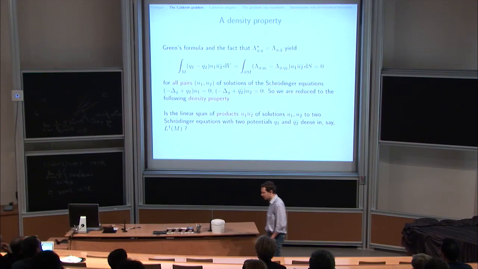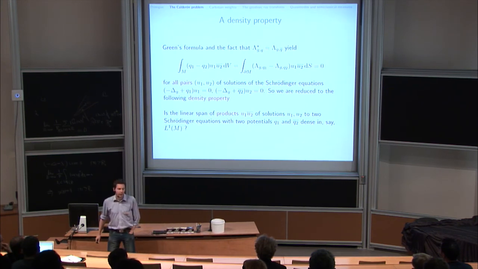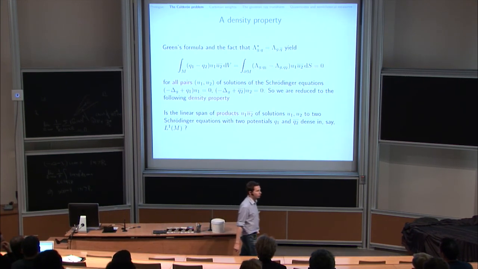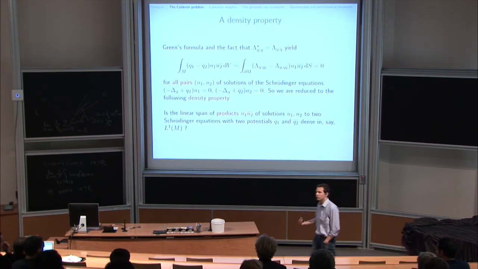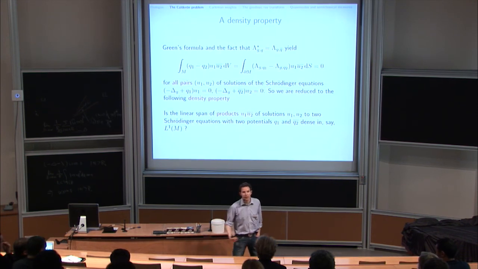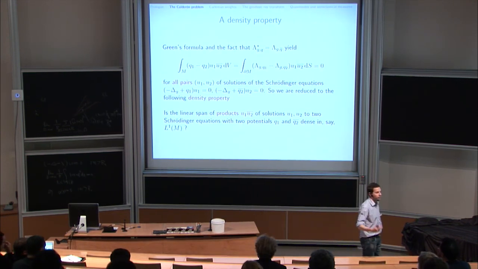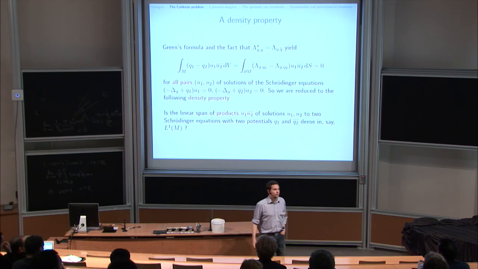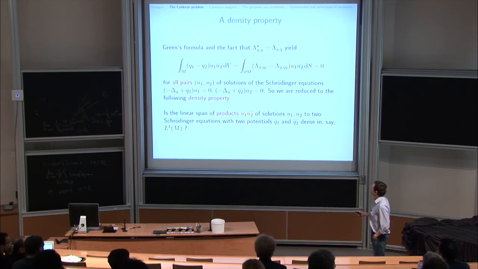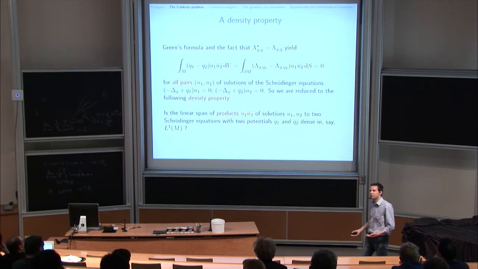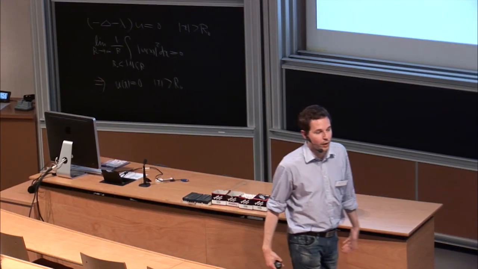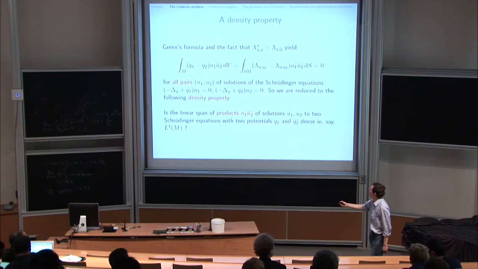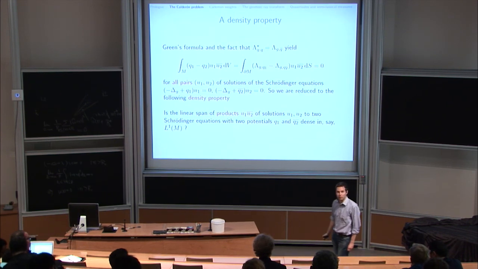So you can see that as a density problem, which can be restated: if I look at the linear span of products of solutions to two different Schrödinger equations with two different potentials, is this dense in some functional space, L1 if you take Q to be L infinity? Is it dense in there? Okay, and so that means you have to construct, as explicitly as you can, solutions in such a way that you can deduce from the information that this integral is 0 that Q1 equals Q2.